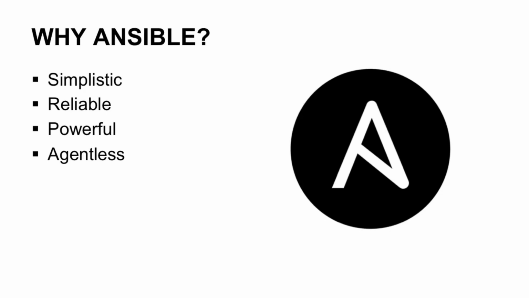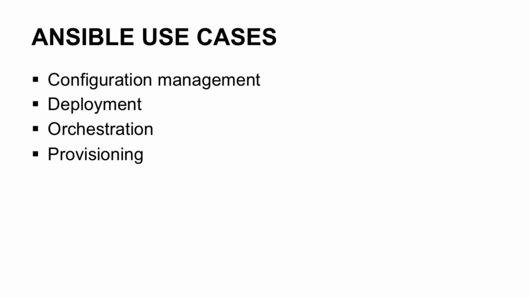All you need for your managed servers is SSH and Python 2.5 or later installed. And in the case of Windows environments, you need WinRM and PowerShell 3.0 or higher. If you're still here after my sales pitch, then you're probably going to want to learn about some Ansible use cases. The 4 use cases listed here are broad, but they are definitely the most common.